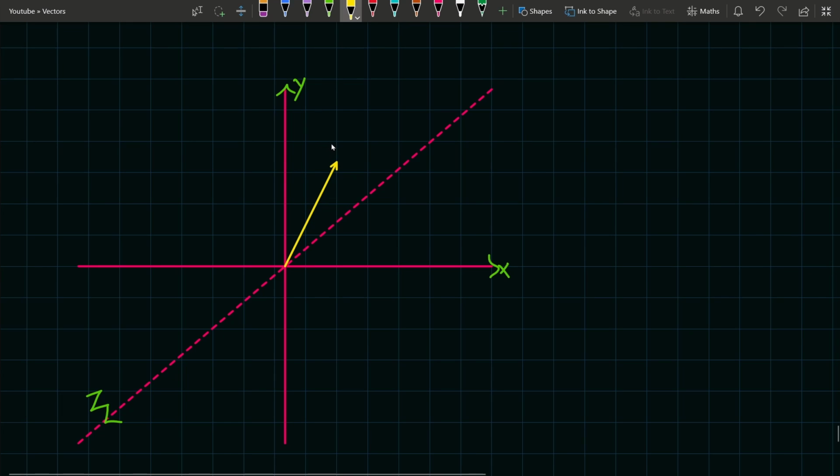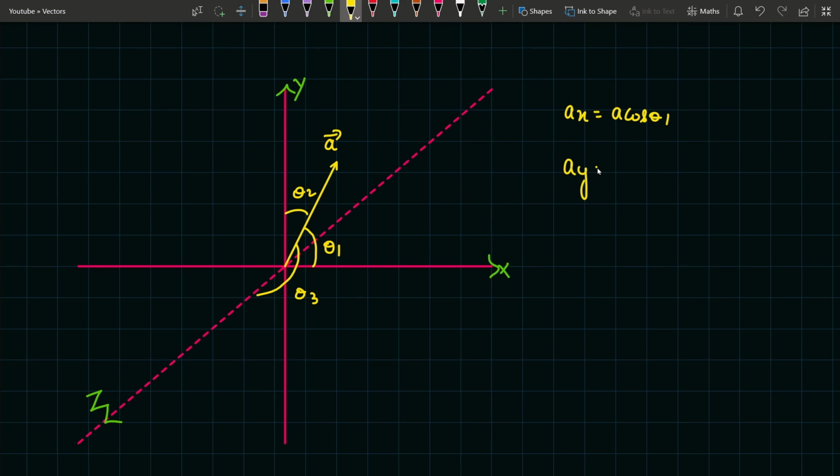Now, how do we find the components of this vector A? For that, I should know the angle it makes with the x-axis, that is theta 1, the angle it makes with the y-axis, theta 2, and the angle with the z-axis, theta 3. If I know theta 1, theta 2 and theta 3, then I can easily find the x, y and z components. We have seen how to find the component of a vector along any direction. So the x component will be A cos theta 1, the y component A cos theta 2, and the z component A cos theta 3.